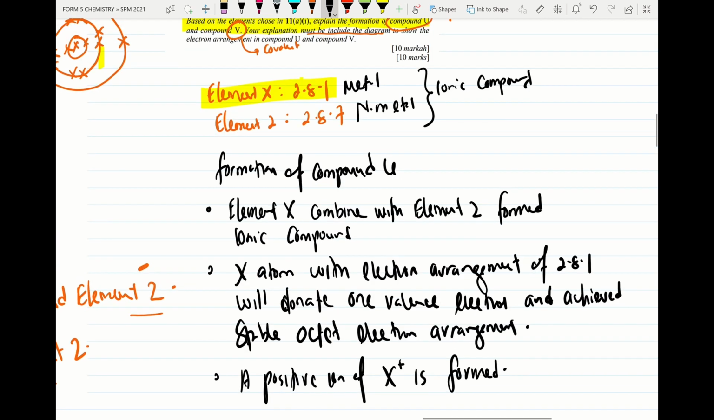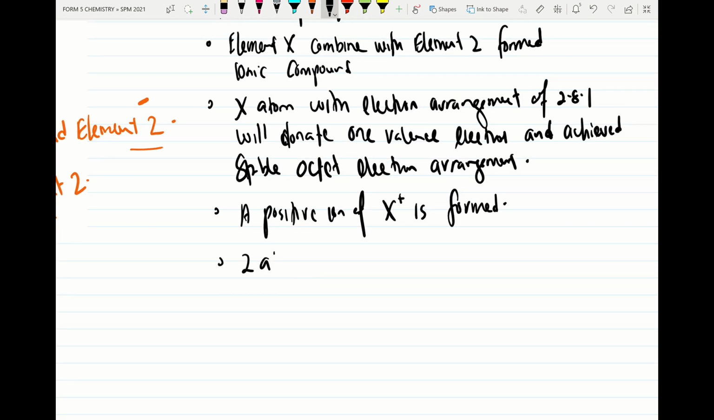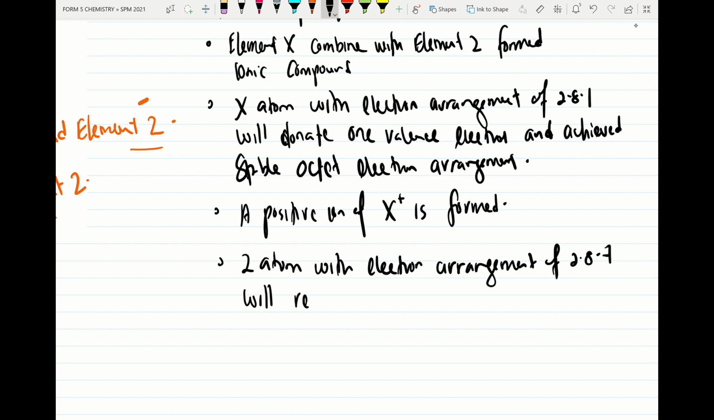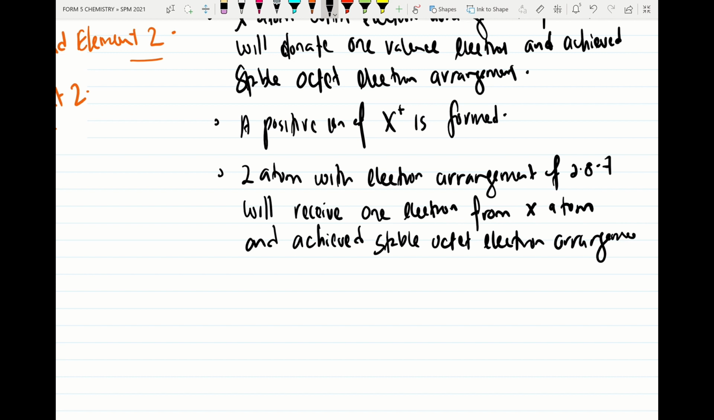Alright, I go for element Z, 2.8.7. Please remember, so I put here Z atom with electron arrangement of 2.8.7 will do what? Will receive one electron from X atom and achieve stable octet electron arrangement. So we already get 1 mark here.